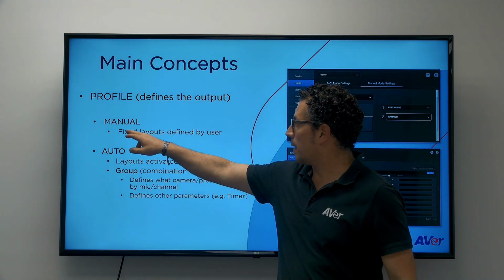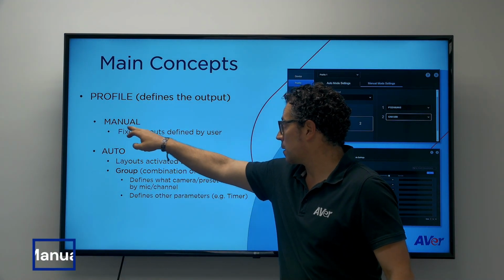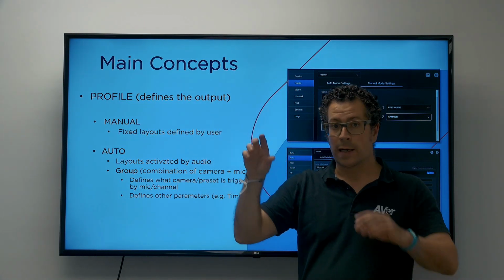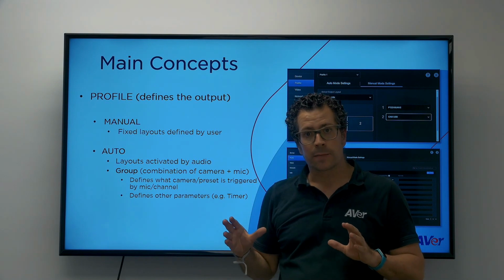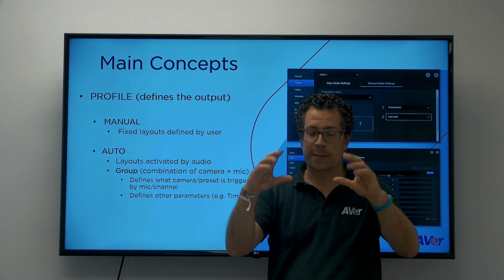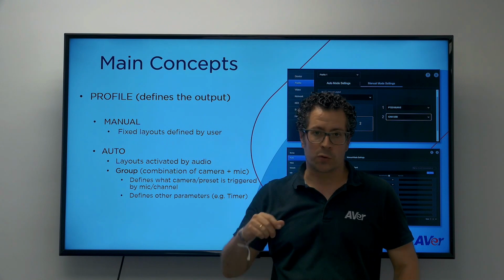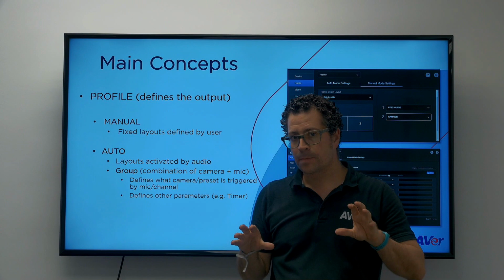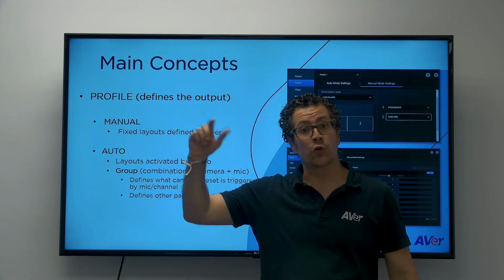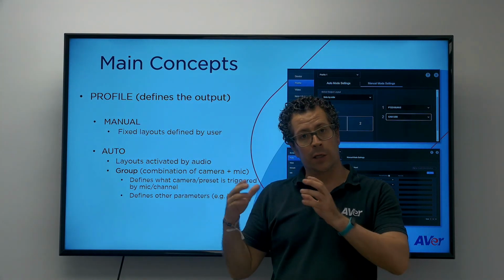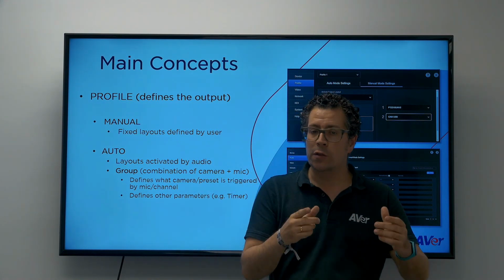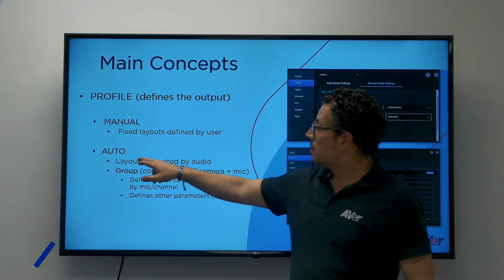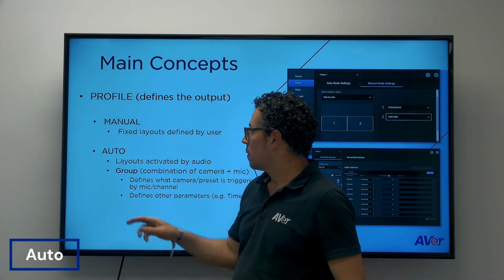So you can create a profile that is manual, that is a layout, where you can select different cameras and you can compose the image. So in the output, you will have the matrix with the cameras that you have selected. Could be picture-in-picture, side-by-side, one single camera or multiple cameras. You can create different profiles and you can switch this profile manually using the web interface or using the API from a third-party device.